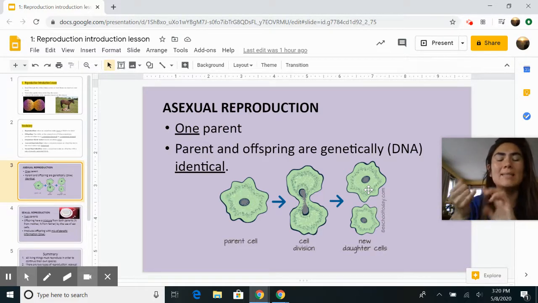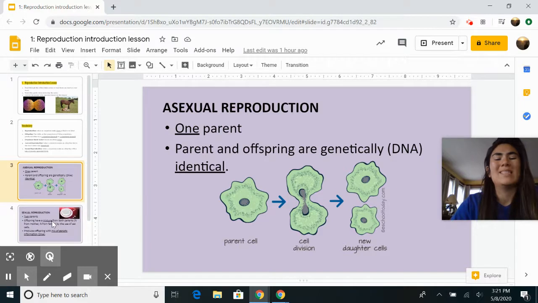So when I say identical, duplicate, copy, clone, those are all different ways of saying exactly the same. Nothing is different. Everything is the same in the DNA. They're going to look the same, smell the same, act the same. Okay. All right. The next type of reproduction is sexual reproduction.